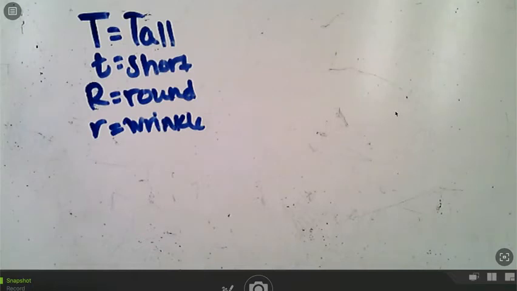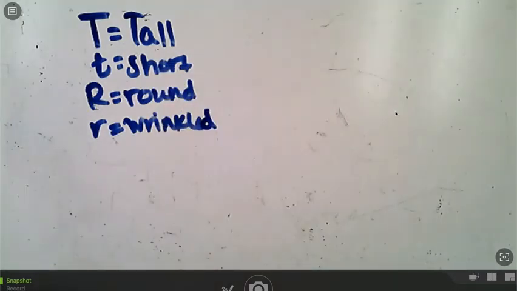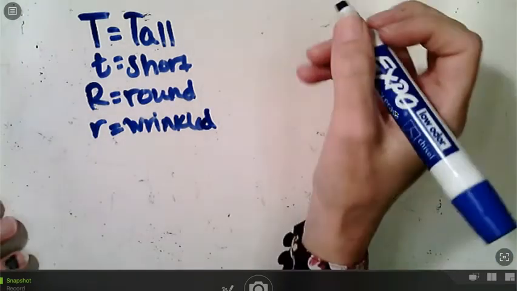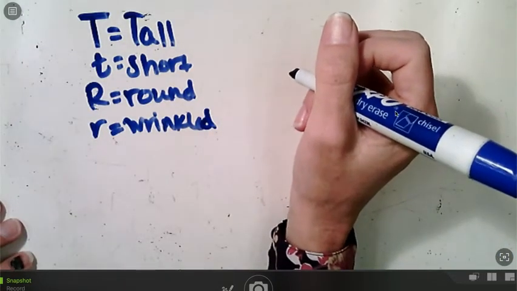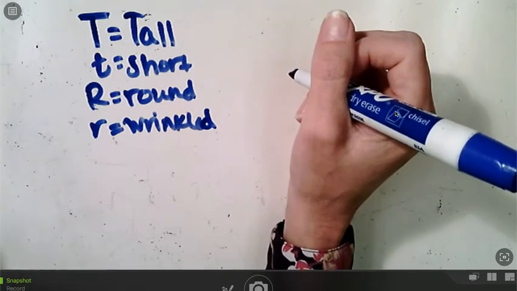But I'd make a key. So on the side of your paper somewhere, write: big T stands for tall, big R is round, little r is wrinkled, and little t is short. Okay, I know what everything stands for. It might take you a second on the test to do that, but in the end it will pay off by not having to go back and reread the paragraph.